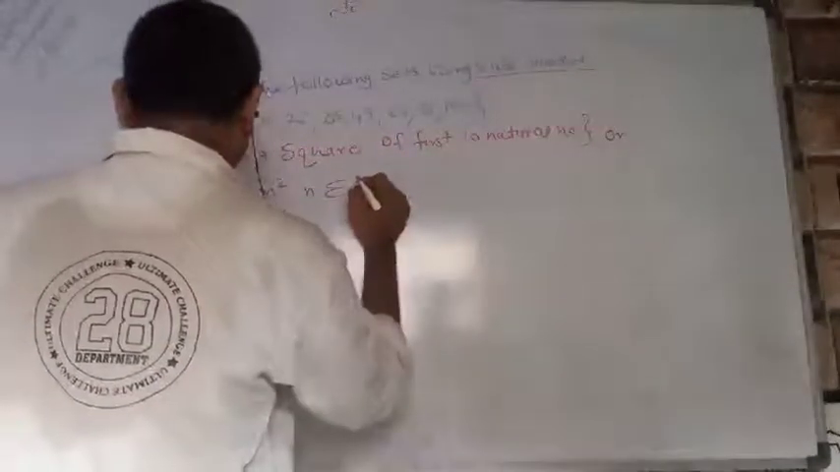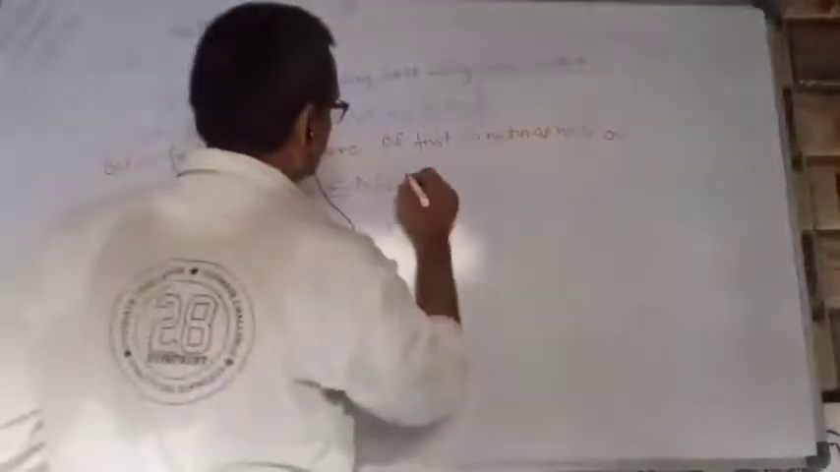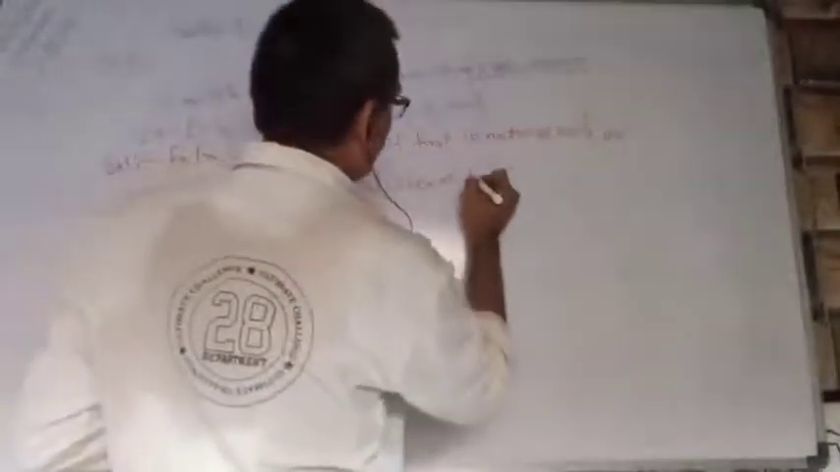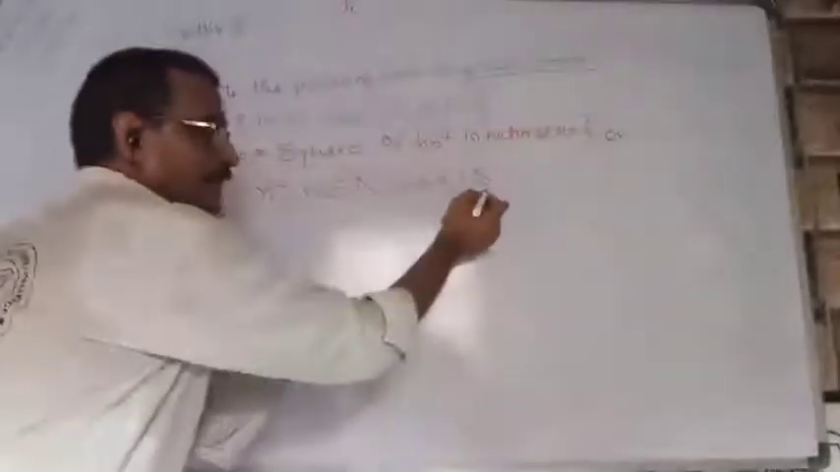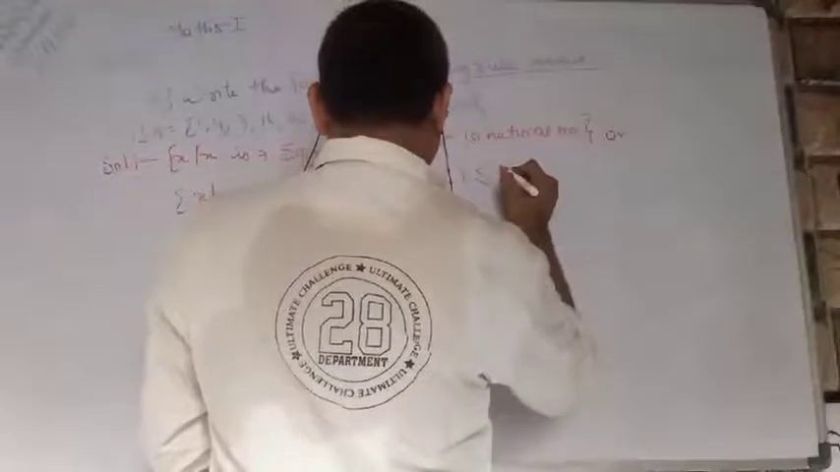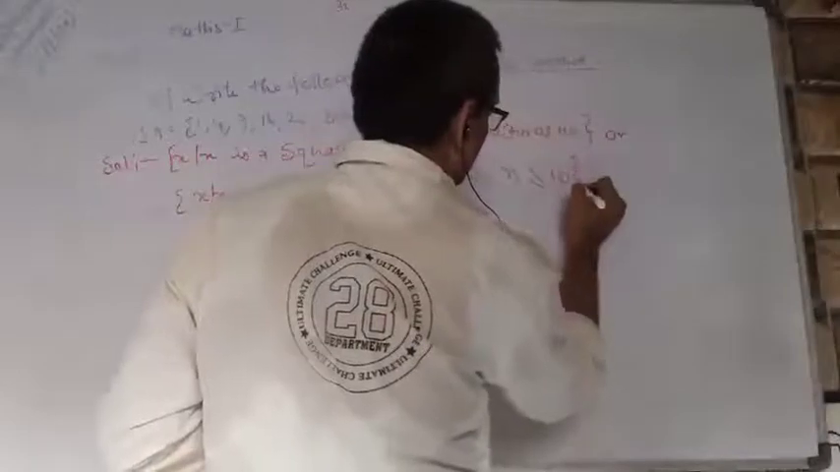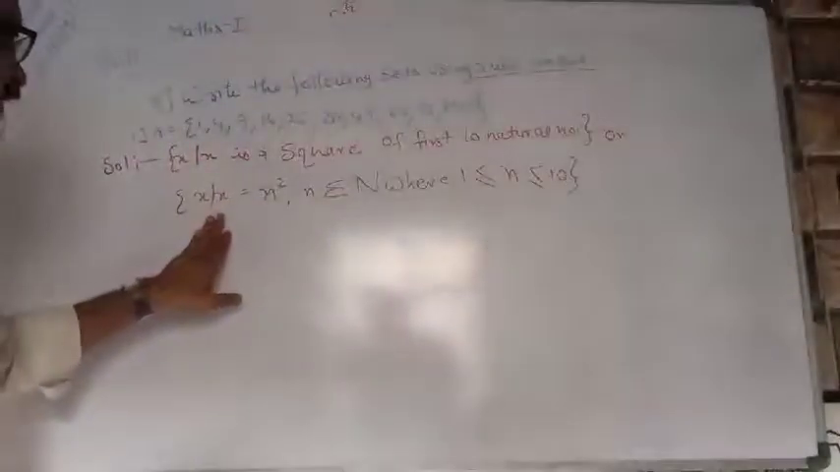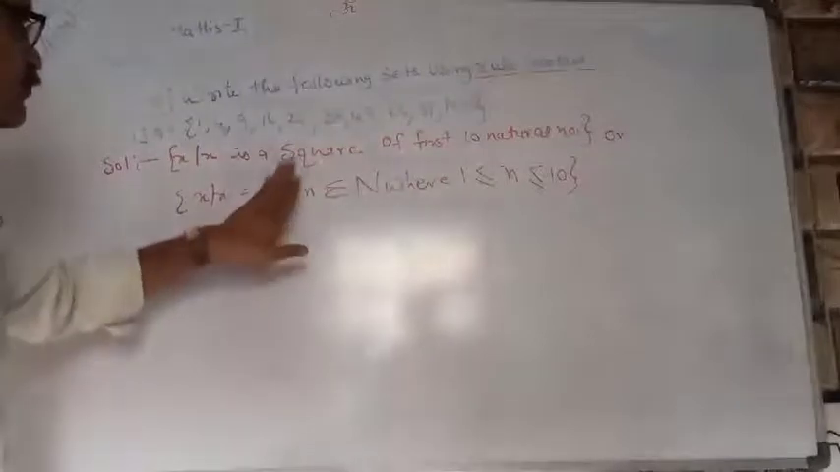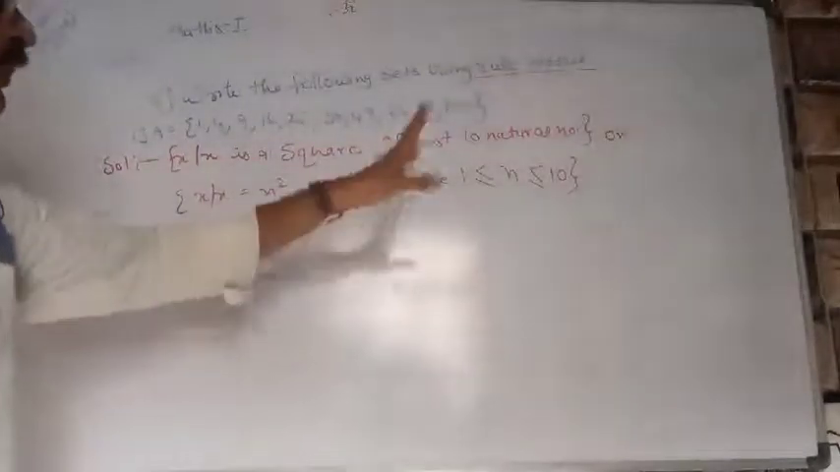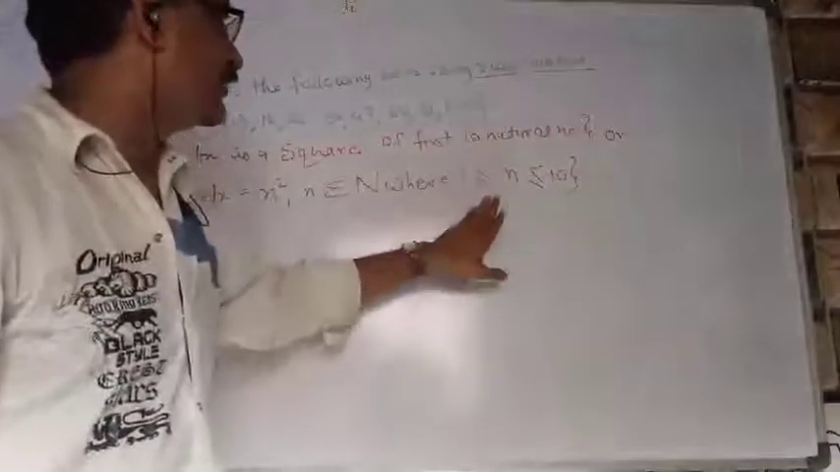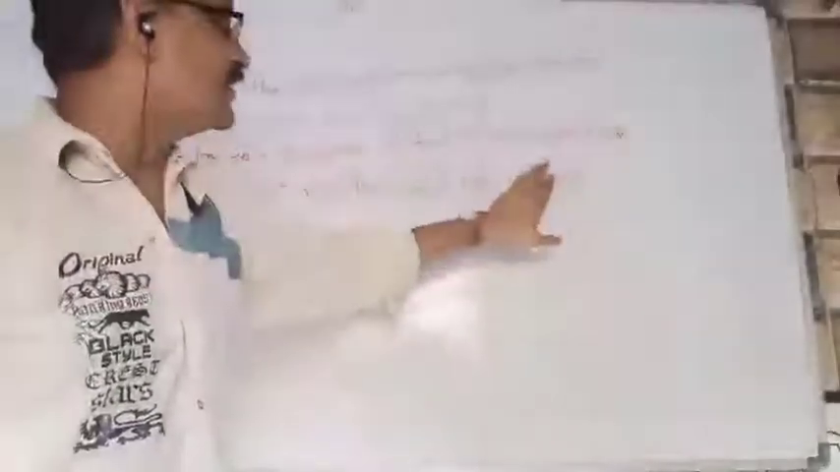n is an element of N, natural numbers, where 1 is less than or equal to n, and n is less than or equal to 10.